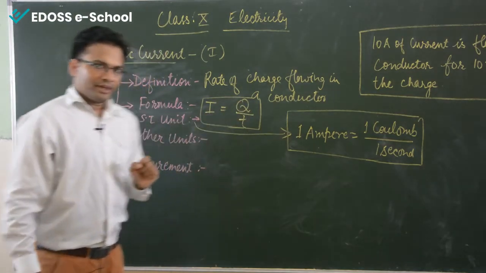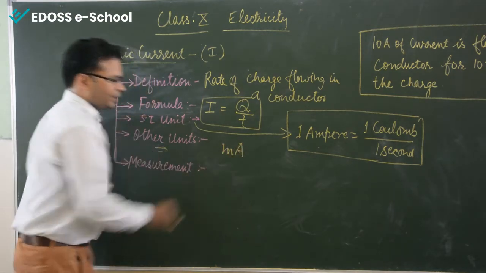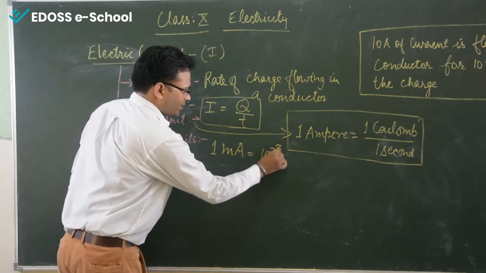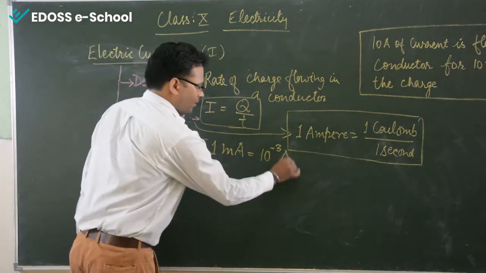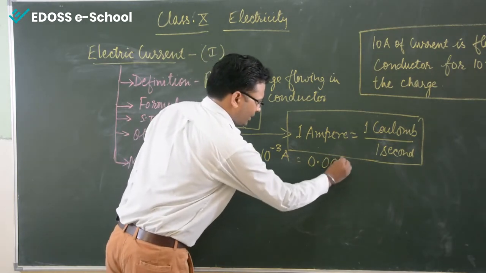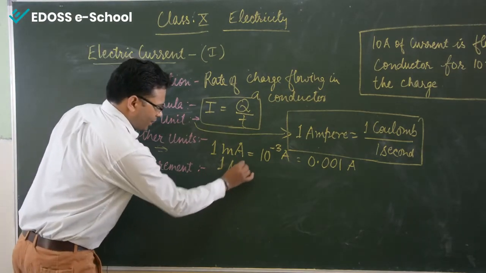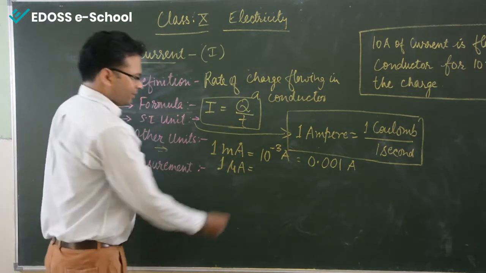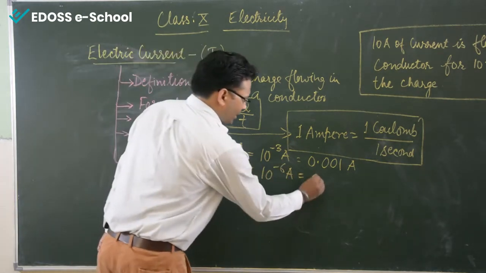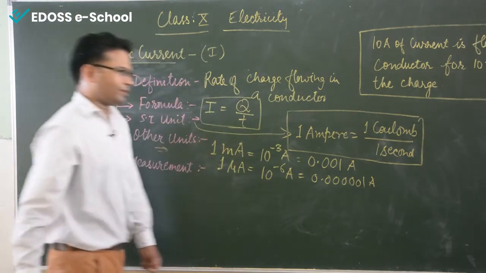Now SI unit is ampere. Now there are few other units also. Let us say small m, capital A. This is known as milliampere, which means 10 raised to the power minus 3 of ampere. 10 raised to the power minus 3 means 0.001 of ampere. Now similarly, there is microampere. For even smaller currents, we use this unit, 10 to the power minus 6 ampere.